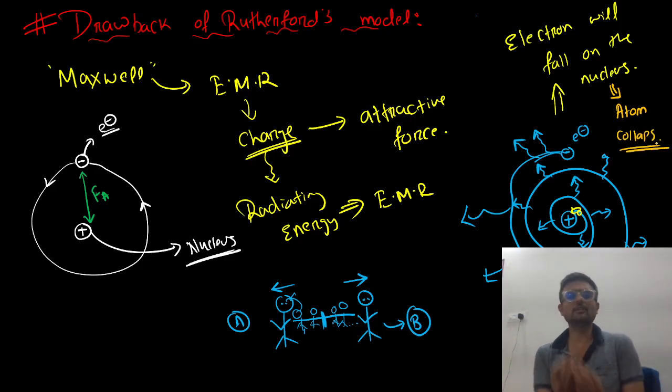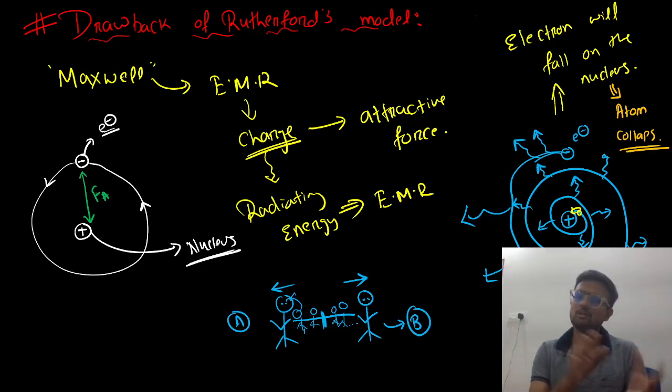Atoms cannot exist. It will blast. It will radiate the energy. The atom cannot stay, right? It cannot exist. It will break down into small pieces. Now, do you know one amazing thing? This was the assumption, or this was the conclusion, that everyone predicted with the help of Maxwell theory.